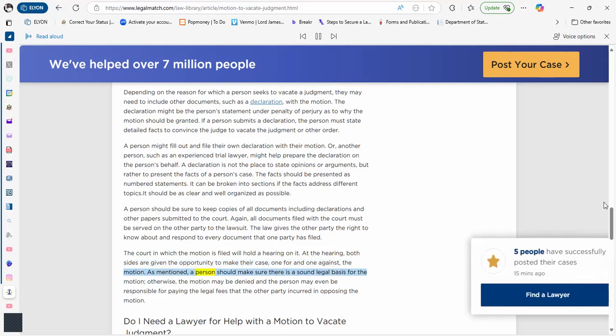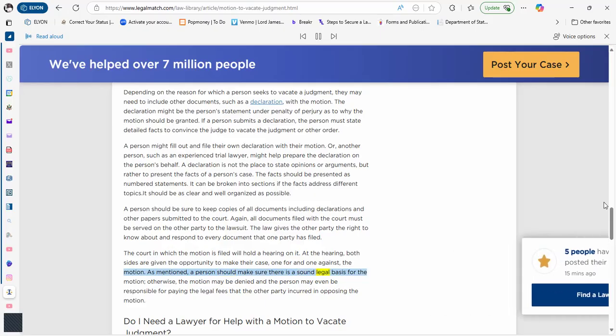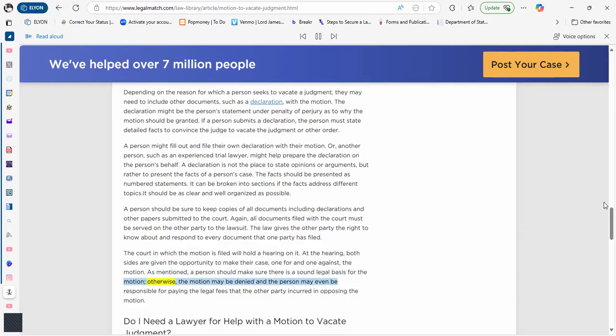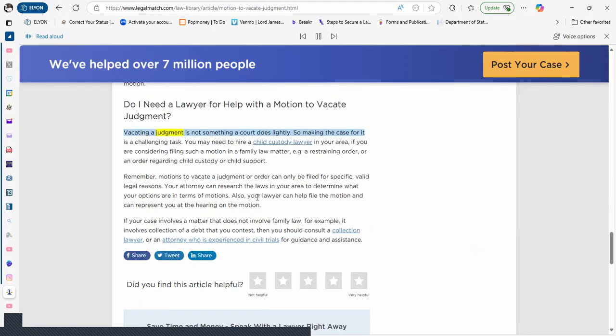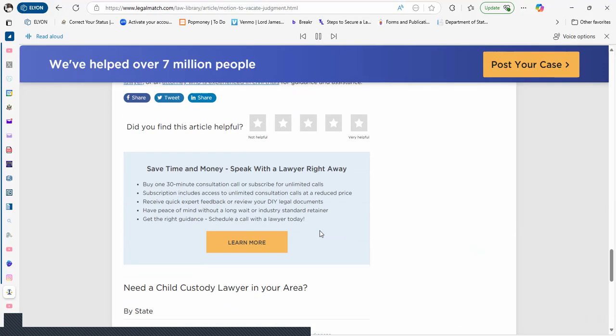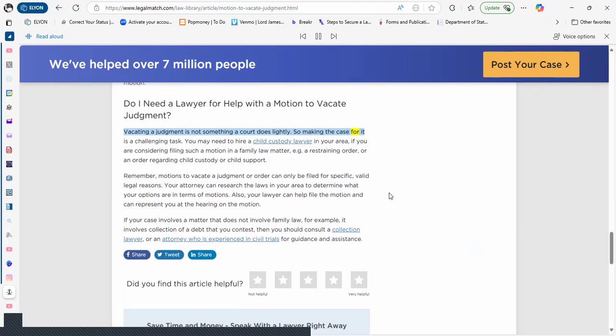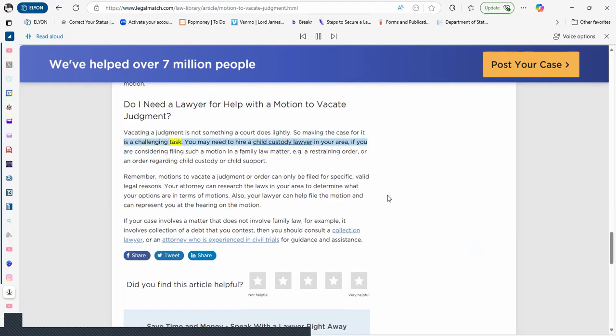As mentioned, a person should make sure there is a sound legal basis for the motion, otherwise, the motion may be denied and the person may even be responsible for paying the legal fees that the other party incurred in opposing the motion. Do I need a lawyer for help with a motion to vacate judgment? Vacating a judgment is not something a court does lightly. So making the case for it is a challenging task. You may need to hire a child custody lawyer in your area if you are considering filing.